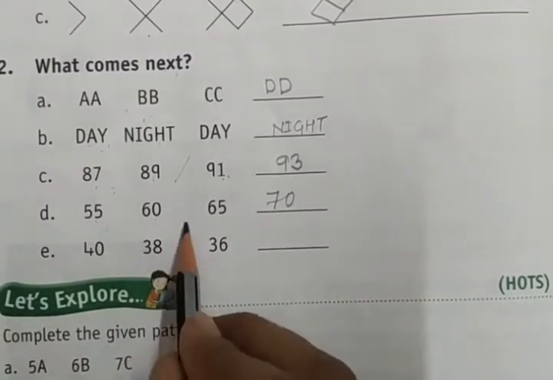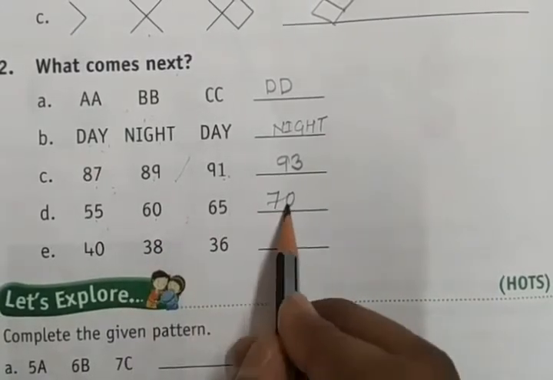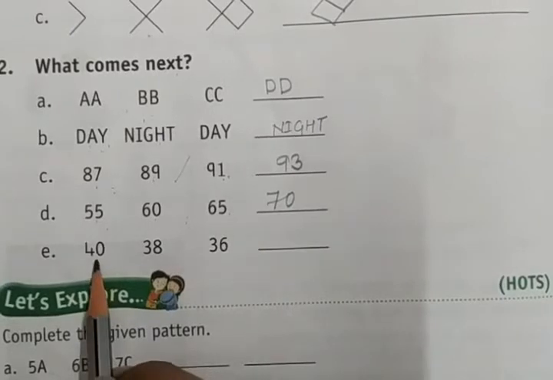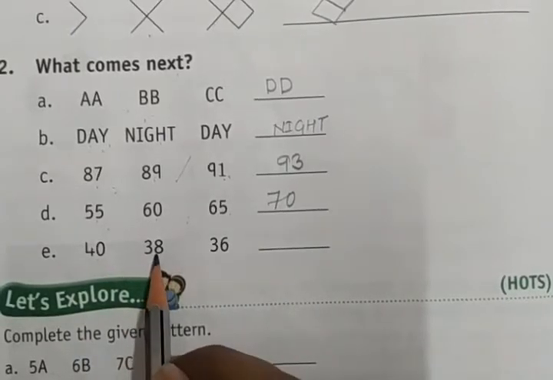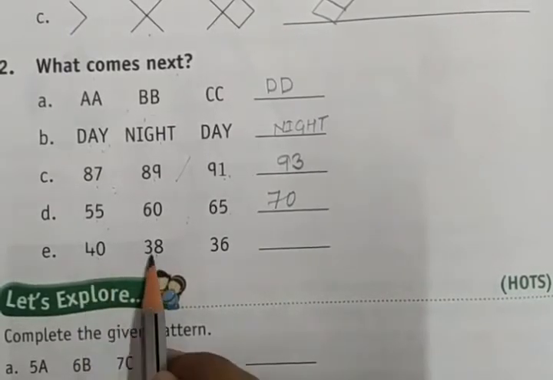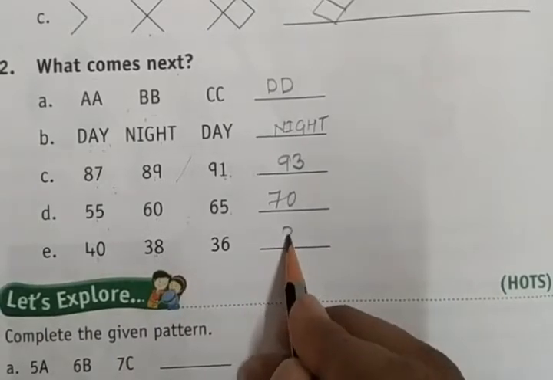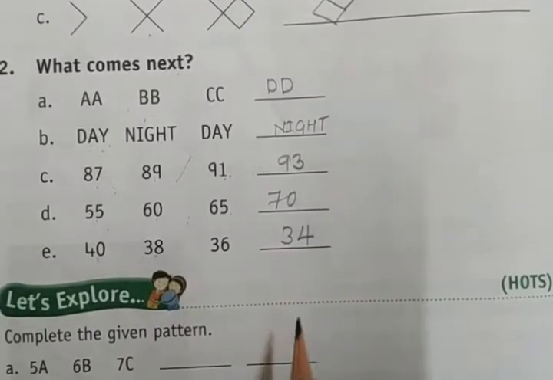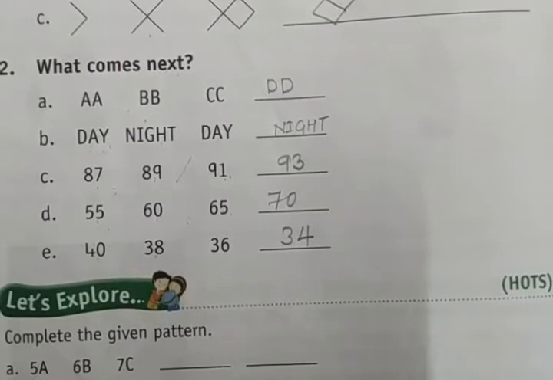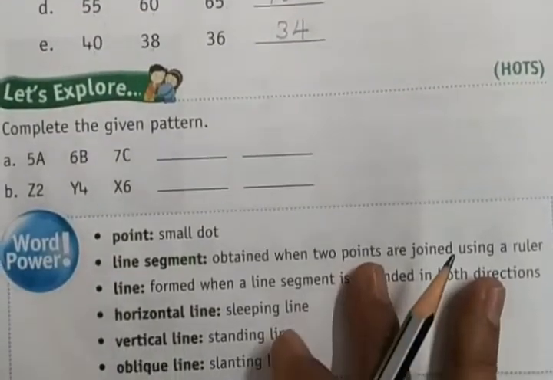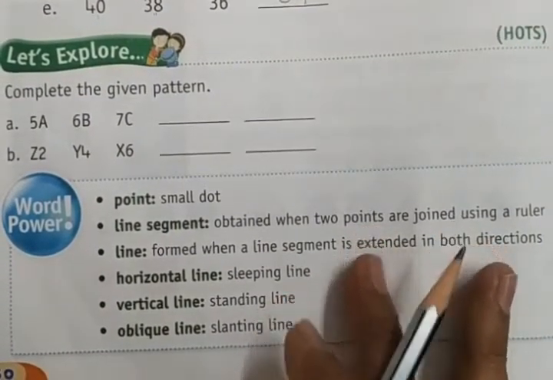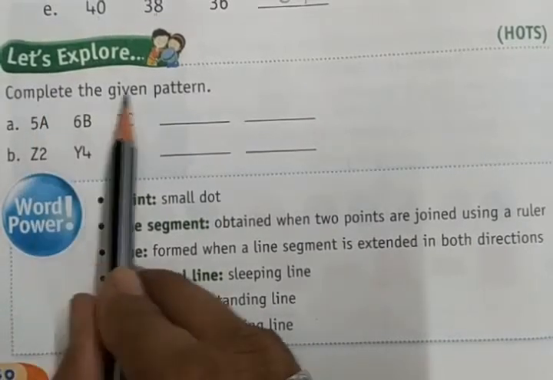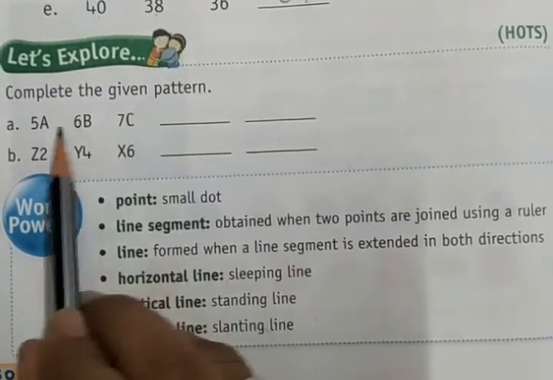Skip writing of 5 numbers. Now skip writing by minus 2: 40, 38, 36, 34. Skip writing by minus 2. Okay. Now let's explore. Complete the pattern, given pattern.